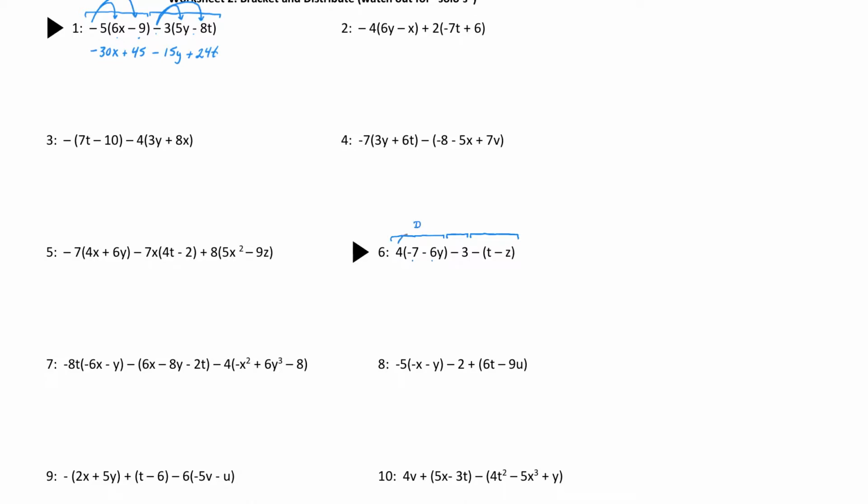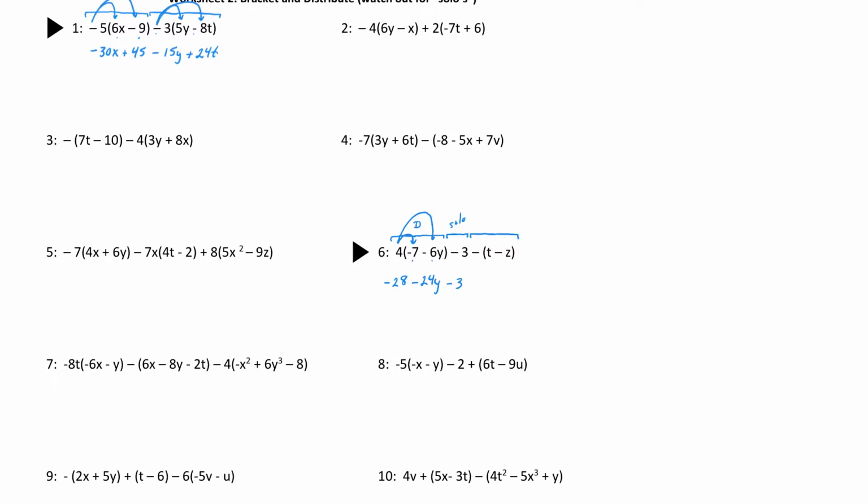First arrow, +4 times -7, we got the -28. Second arrow, +4 times a -6. Again, one negative makes the whole thing negative. So it's -24y. We know what to do with those solo artists. Just bring them down. Remember to bring the sign down also.